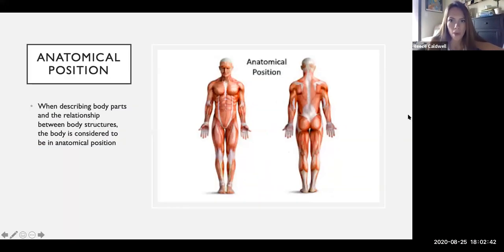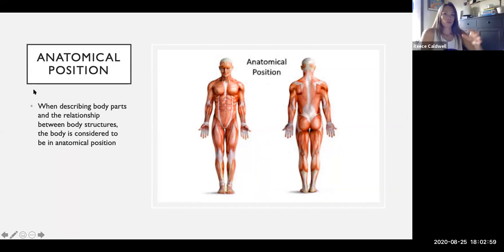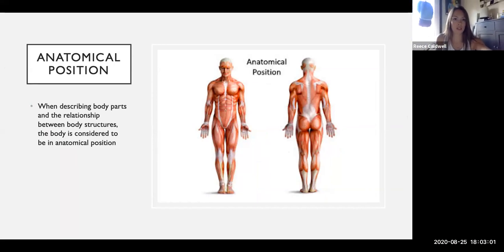Alrighty, back in action. So anatomical position is used to describe the body parts and the relationships between the body structures. So the body is always considered to be in anatomical position. So when we're talking about anatomical position, you really want to take note of this.